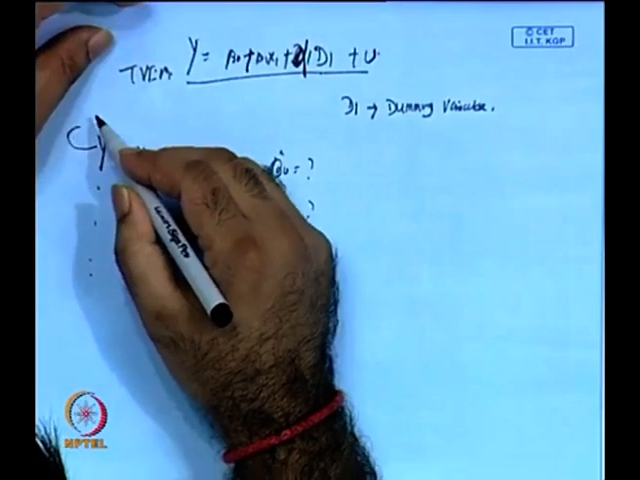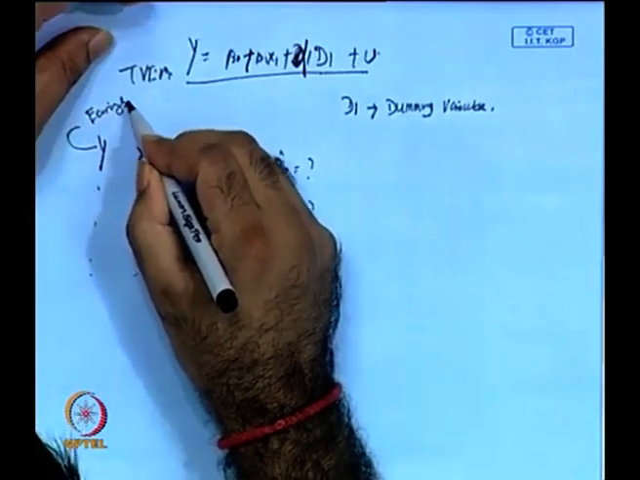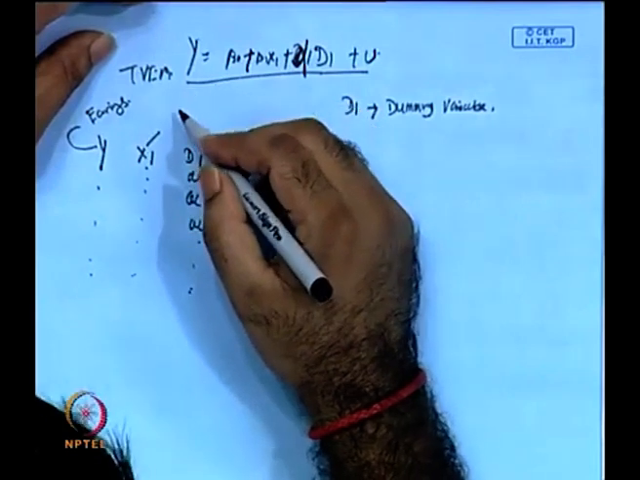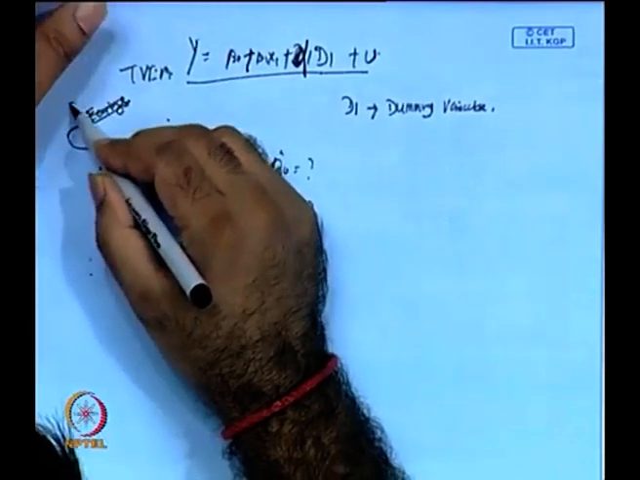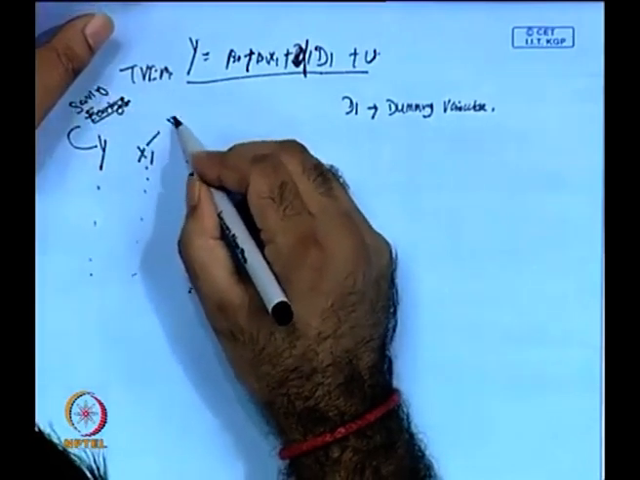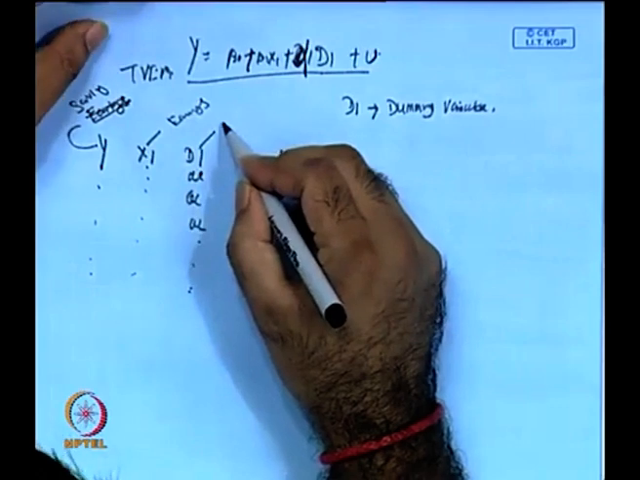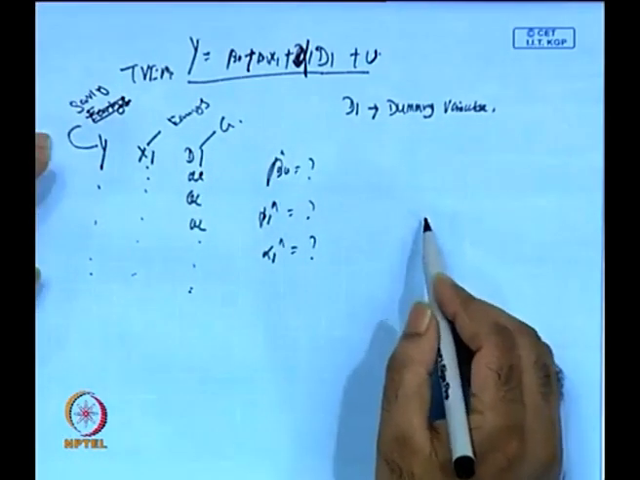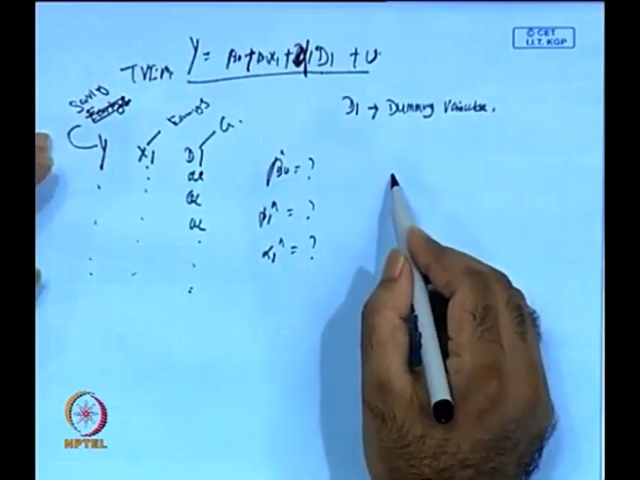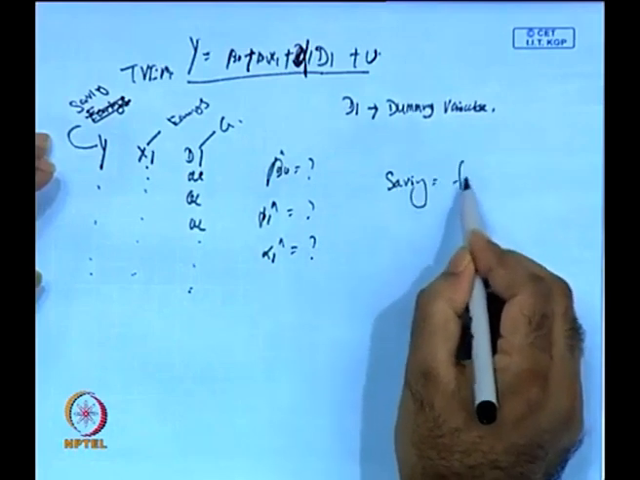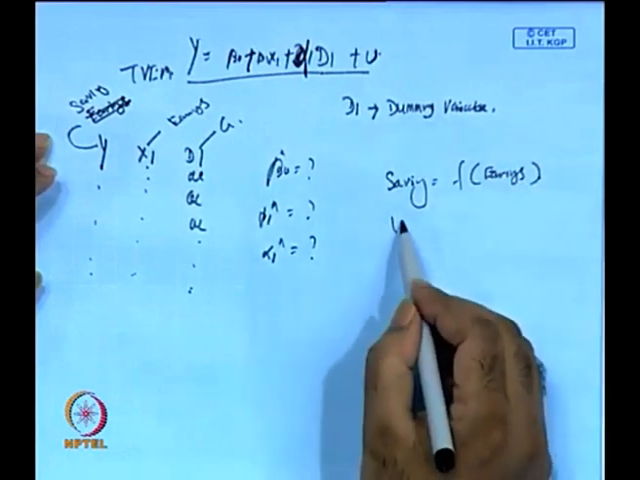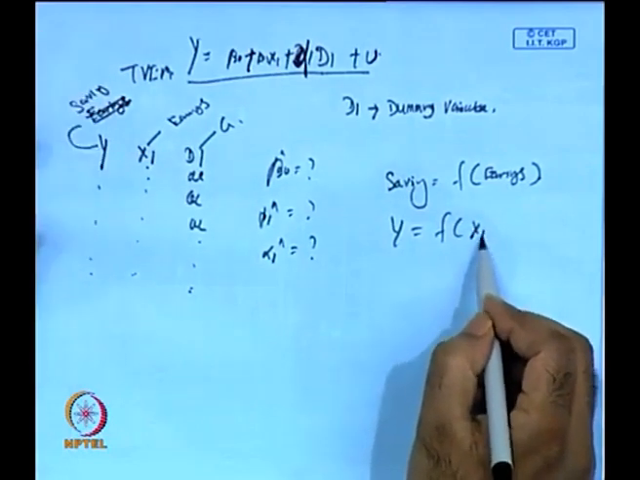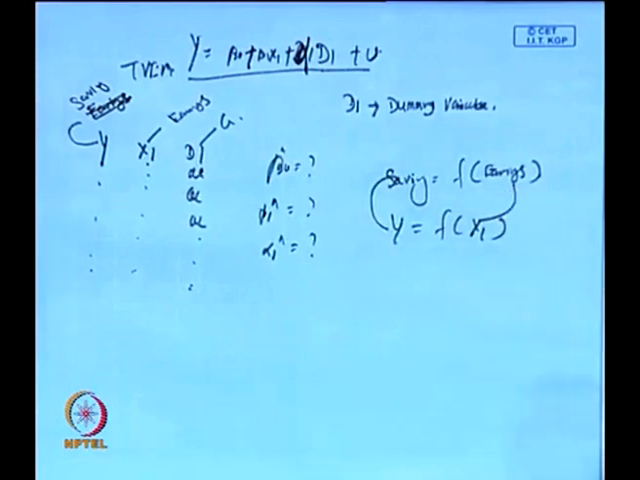So let us assume, for simplicity, that y equals saving, x1 is earnings, and d1 is gender, okay. Let us start with the problem: we would like to know what is the impact of earnings on saving. So if I put y as a function of x1, then y is saving and x1 is earnings. This is how the entire structure looks.